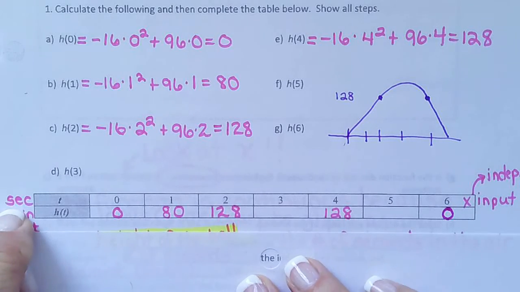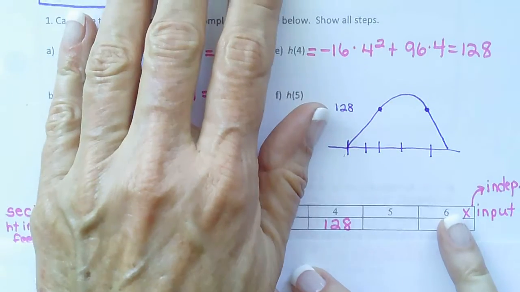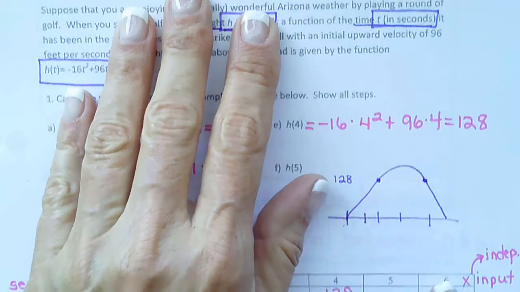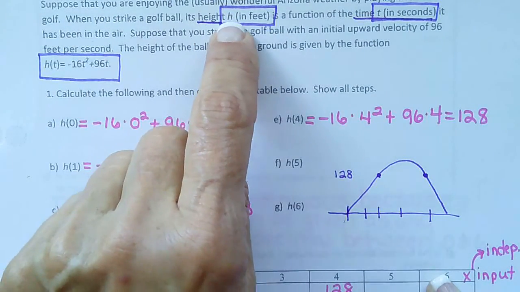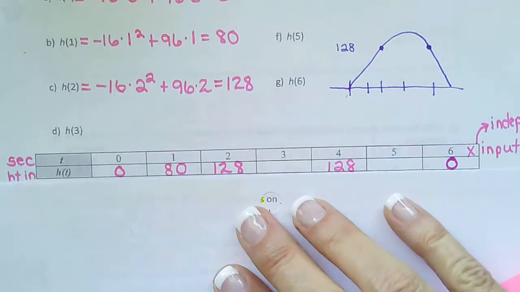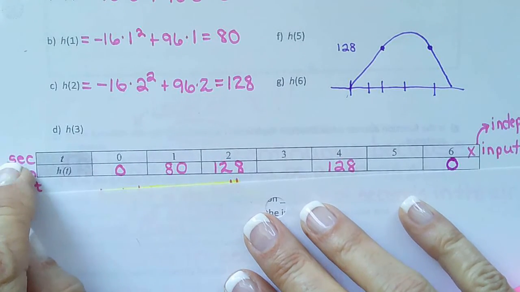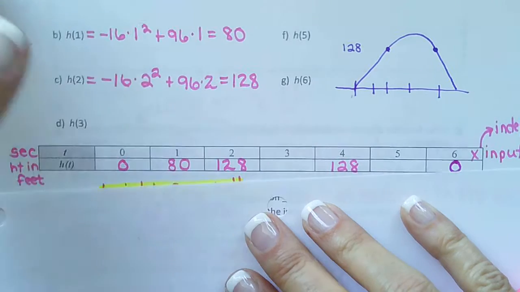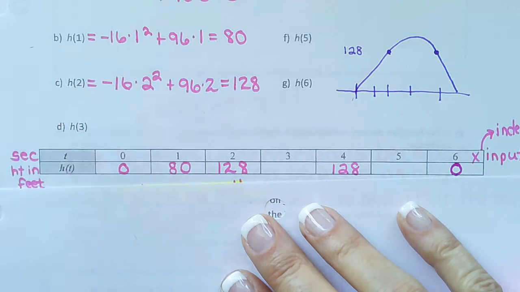So then I labeled my variables. T, it said up here, was... let's see if I can get it all in the picture. Nope, I'm not going to be able to. T is in seconds. H is height in feet. So when we look here, I wrote that beside the table. T is seconds, time, and H is height in feet.